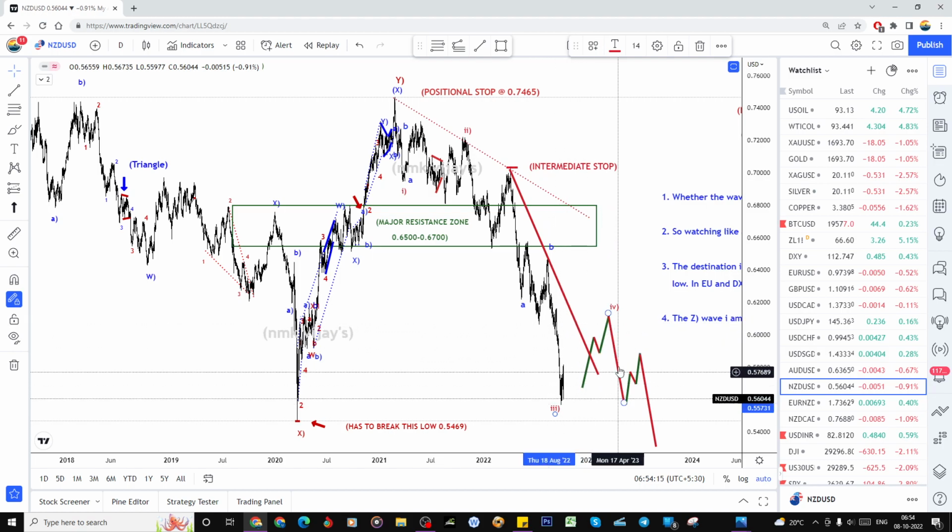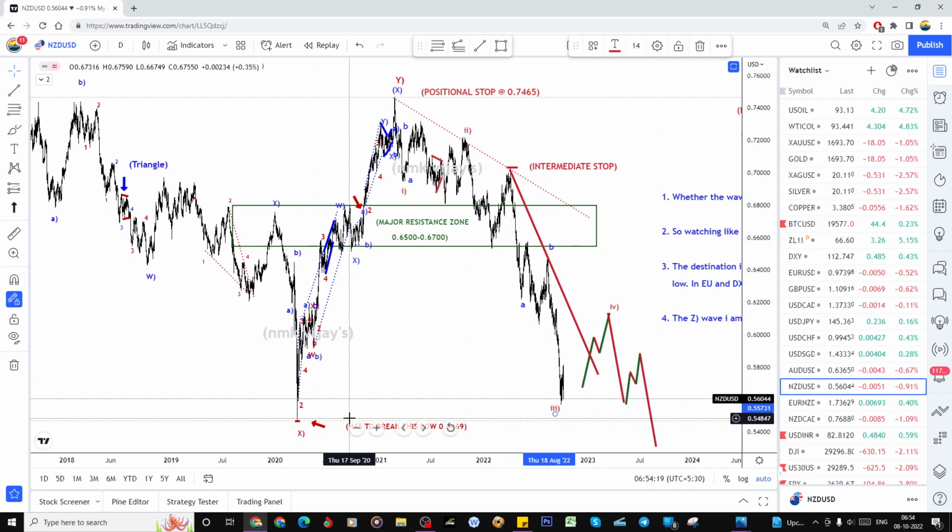After that 1 2 3, and again bang to break this one. So this is the one according to our view. It is excellent. This one 1 2, so 3 is already completed. We are looking for the fourth. So the fourth is always a complex correction. So I'm looking for that one more three-wave structure to bounce to short the position to break this 0.5469.